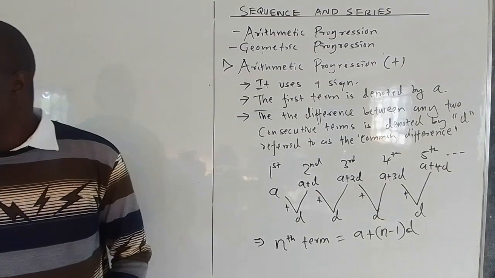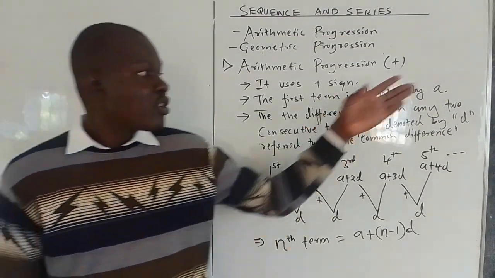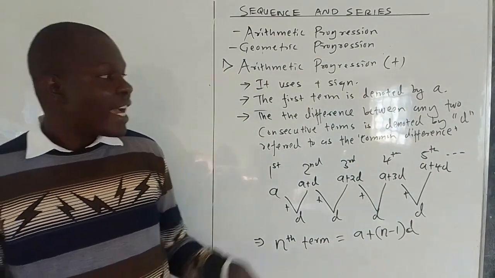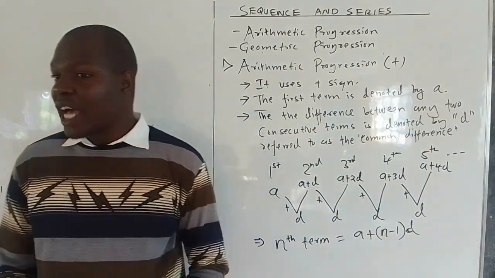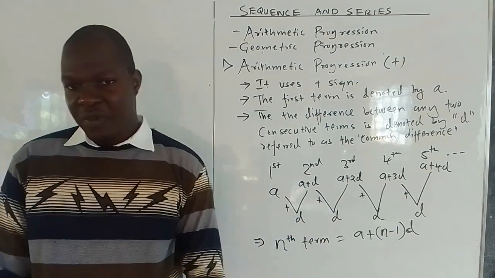Now it means what you need to know in arithmetic progression: how do I denote the first term? How do I get the common difference between the two terms? And you see, to get the difference is addition sign specifically, isn't it?